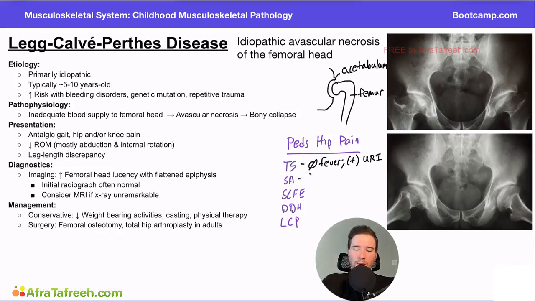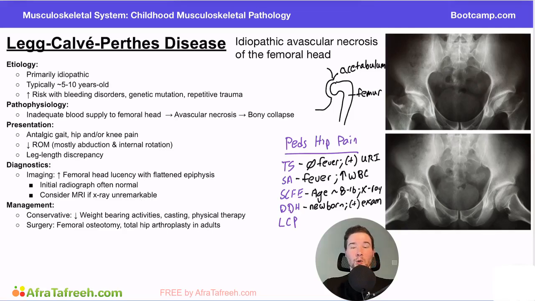Now, when we talk about septic arthritis, this typically is going to have a fever as well as a high leukocytosis, or white cell count. And then some of the other things we talked about in this chapter specifically: the SCFE, which is a slipped capital femoral epiphysis, when you get the sliding between the femoral head and the epiphyseal growth plate. This is typically going to be in a slightly older patient, approximately 8 to 16, and the x-ray is going to show some pretty classic findings, where the epiphysis is actually slipping. When we talk about DDH, this is typically going to be in a newborn or a young patient, and you're going to get those positive Ortolani and Barlow maneuvers. The physical exam is super important for this condition.